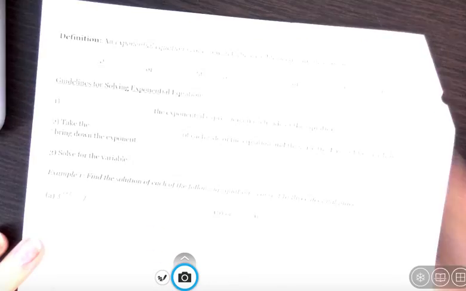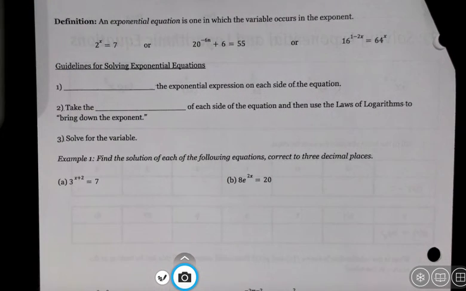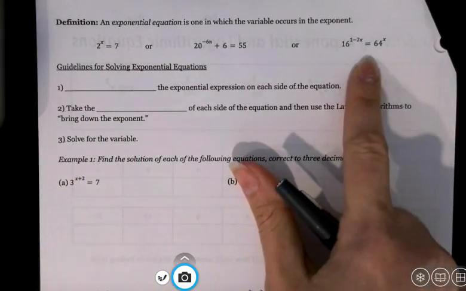So when I flip the page over, we're going to first look at solving exponential equations. So we have some steps that we want to follow, and we're going to go through a couple together, but we're not going to do all of them. So an exponential equation is when our variable is in the exponent. So we can see that in the examples up here.